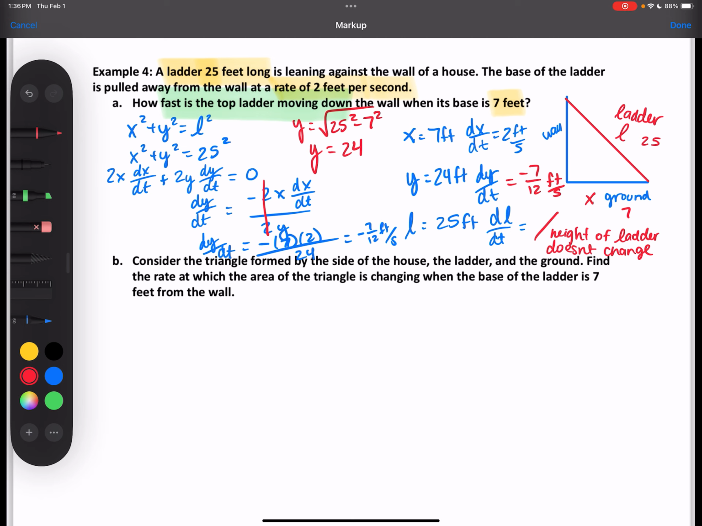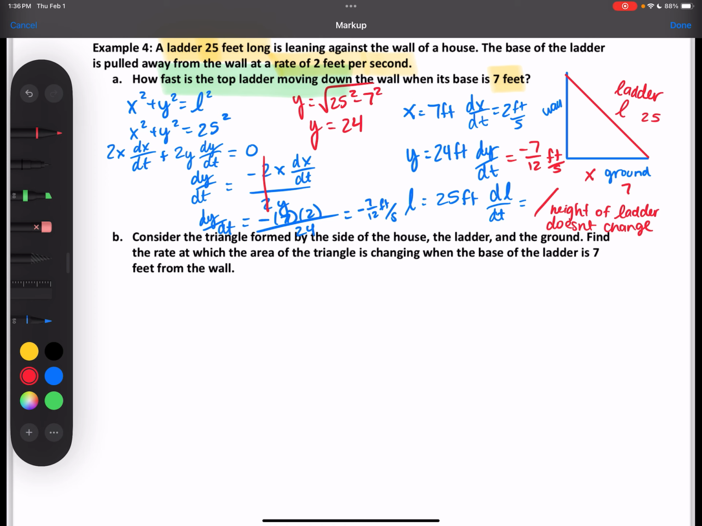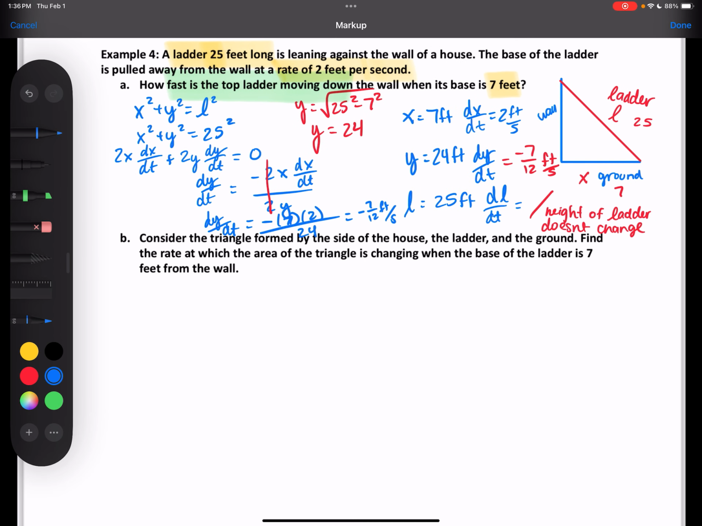do we need the length of the ladder for the area of a triangle? No, because what's the formula for the area of a triangle? The base times the height, bh divided by 2. In terms of the letters that we're using, x and y, it's 1/2 xy. So we still have x is 7 feet, and y is still 24 feet.